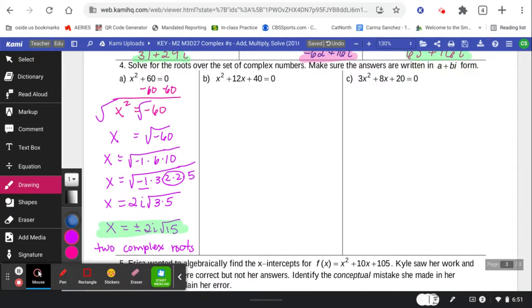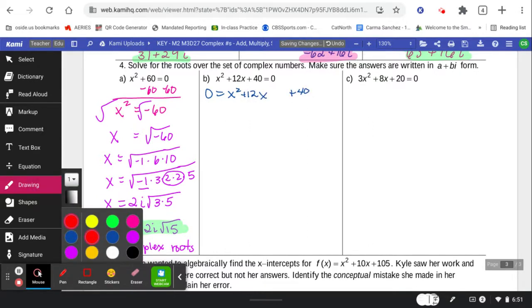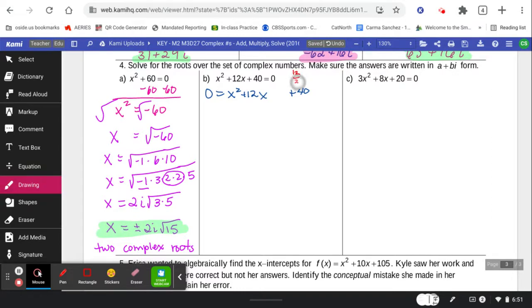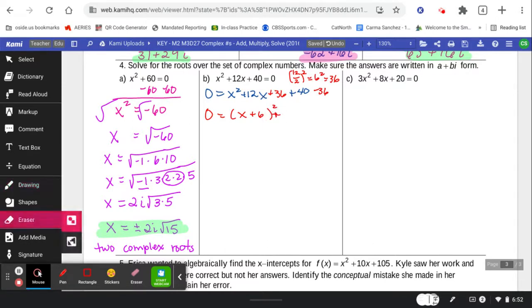Okay, next one I'm going to do again with complete the square because we have a nice even b. Step 1, make space. Step 2, b work. Add and subtract. Factors. Simplify the back. Here's my vertex form. My vertex would be -6,4, but we want to keep going.